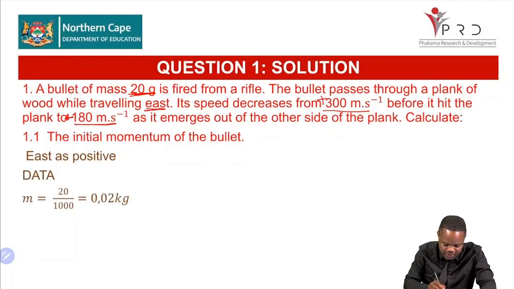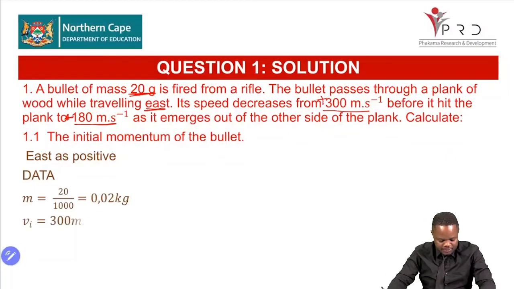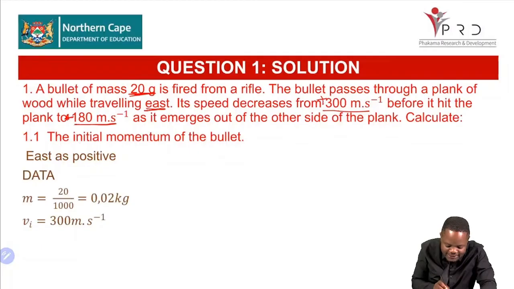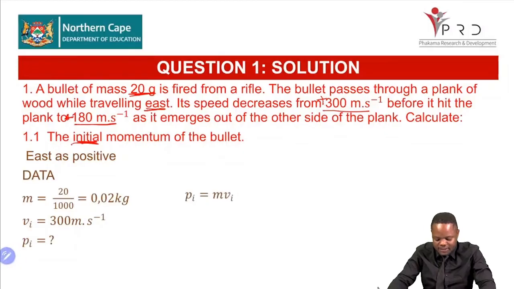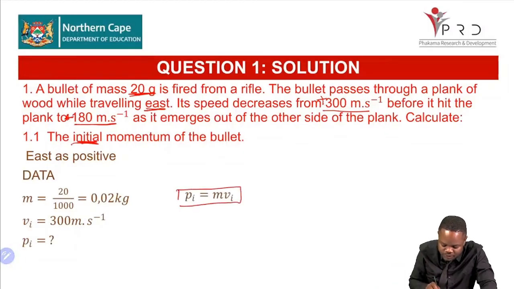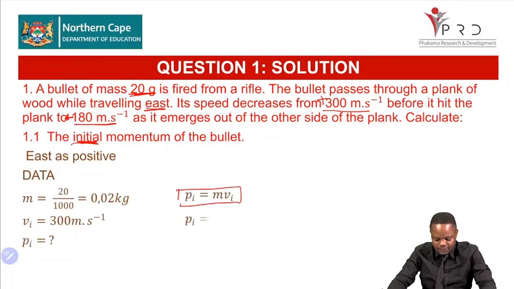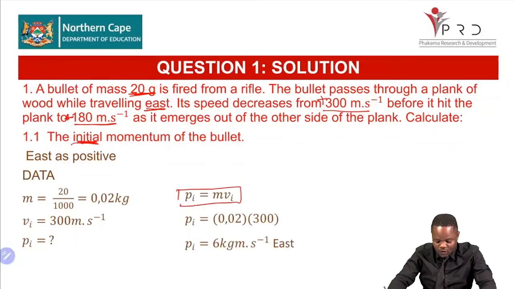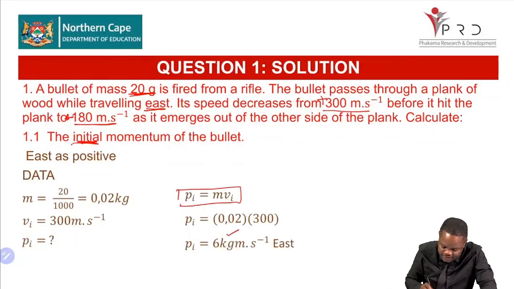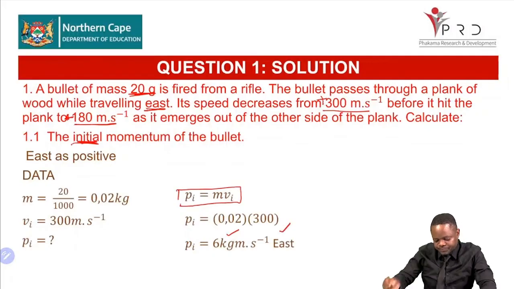So 20 grams is actually 0.02 kilograms. Our velocity, we're looking at the initial momentum. So we need the initial velocity, that is 300 meters per second, and therefore we can generate our pi, that is our initial momentum. So our formula, momentum is equal to mass times your initial velocity. We substitute the values there, and then we get our solution. Take note, we have the unit as well as the direction. I hope you got that correct.